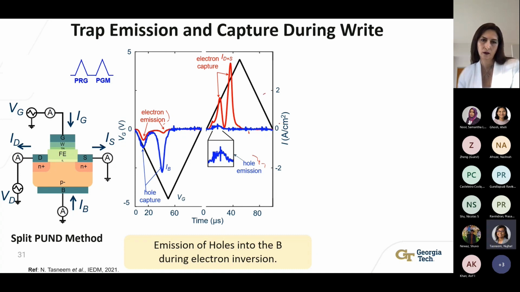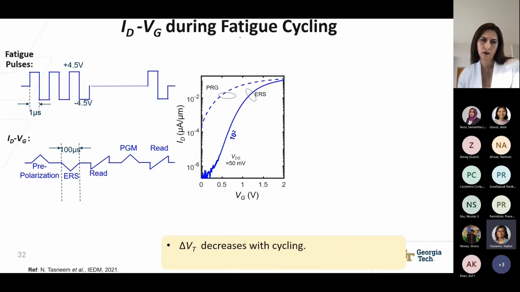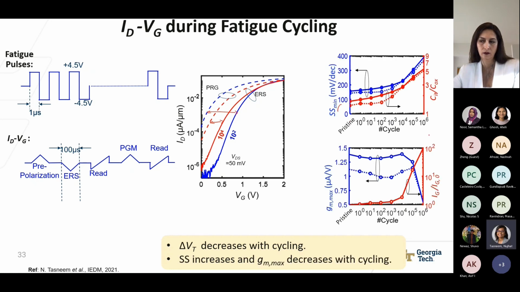Now we wanted to see how these trap dynamics change with fatigue cycling. To observe that, we used a standard endurance measurement technique on the FFET and measured its ID-VG characteristics for each cycling decade, shown by this figure over here, which shows that as we increase the number of cycles, the memory window keeps on decreasing, which is expected. We also see that the subthreshold swing and the gate leakage also increase, and the peak transconductance decreases as we keep on increasing the number of cycles.